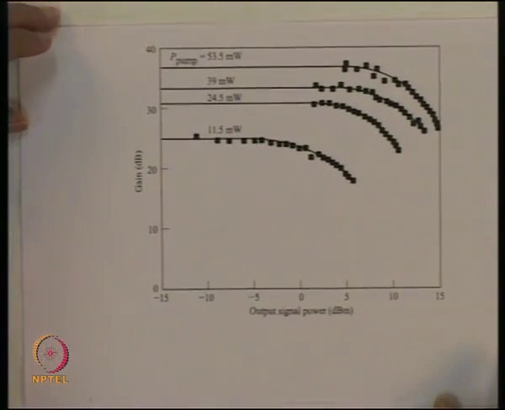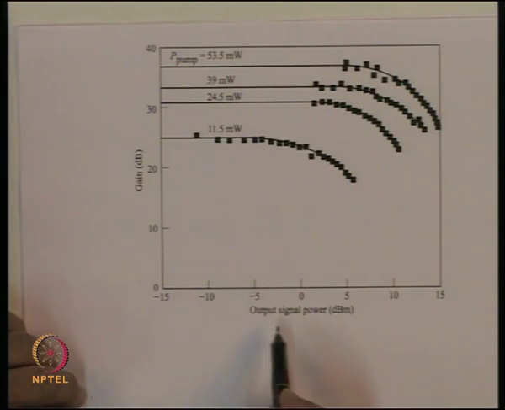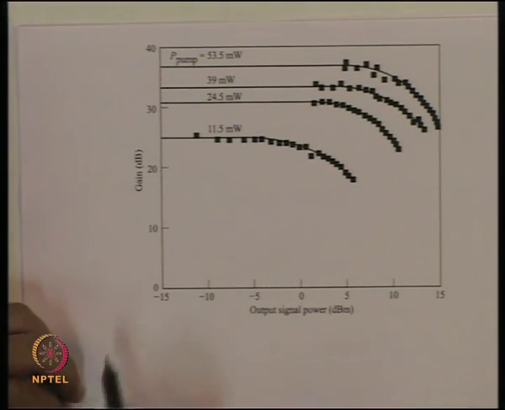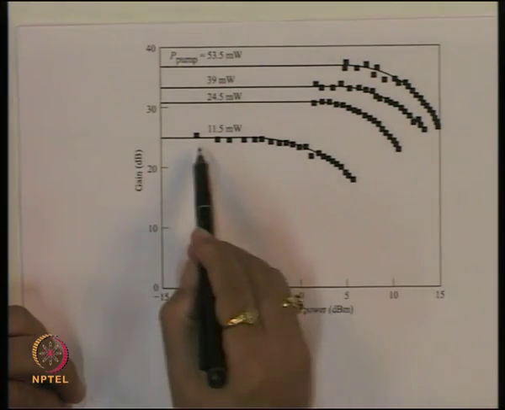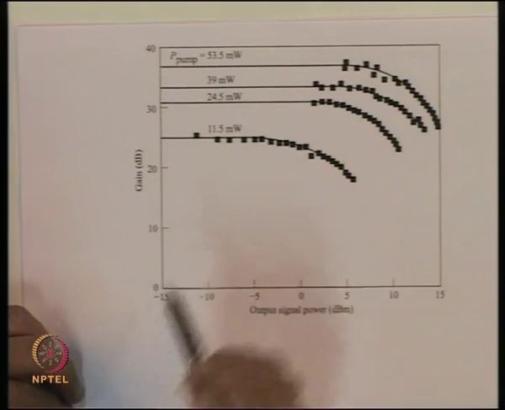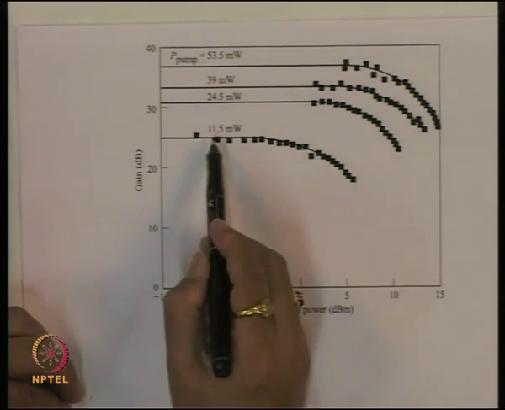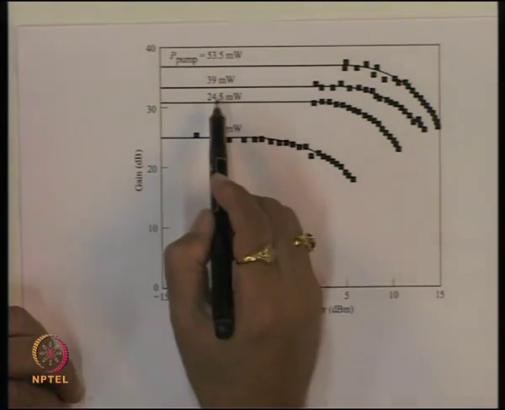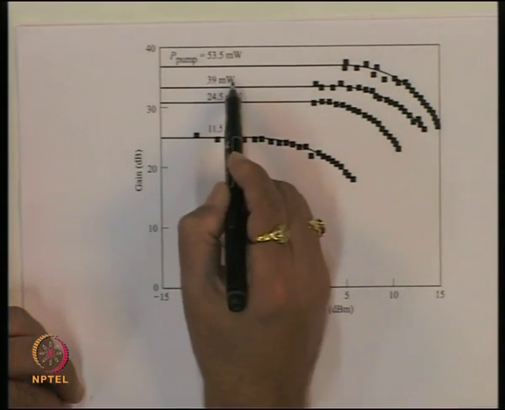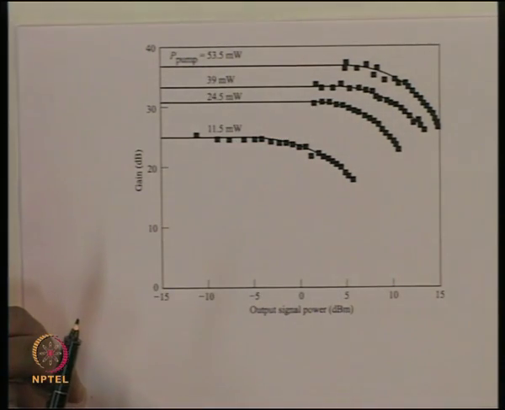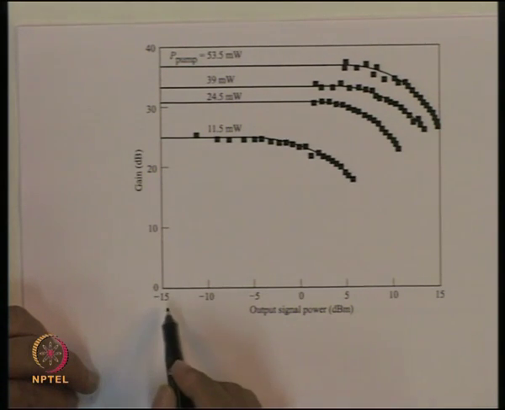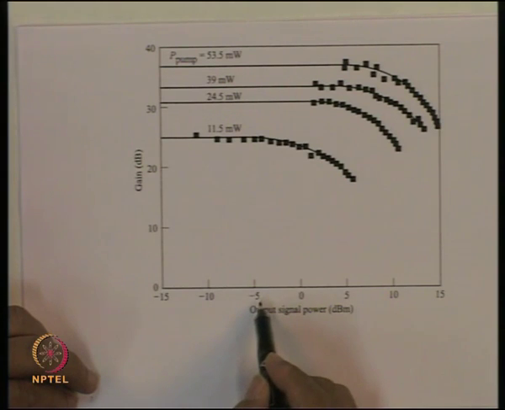Here is the characteristic which shows the gain saturation for the optical signal. This is the input optical power and this is the gain. Again, as the pump power changes, these are different values for the pump. Here the pump is 11.5 milliwatt, here it is 4 milliwatt, 39 milliwatts, 53 milliwatts, and these are the input signal powers, minus 15 dBm, minus 10 dBm, minus 5, 0, plus 5, 10, and so on.